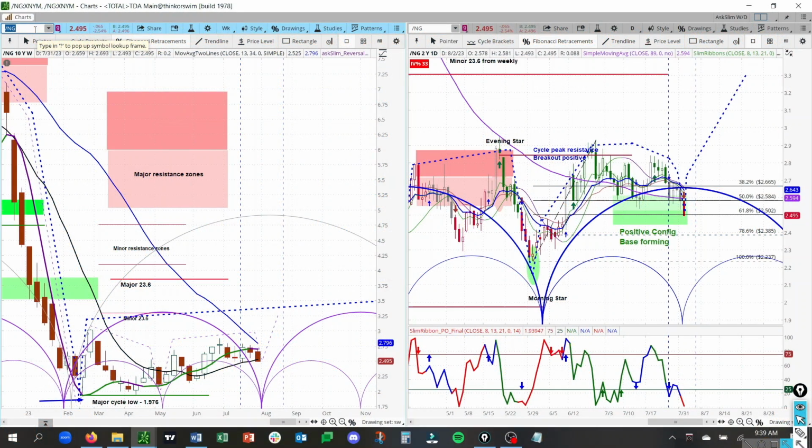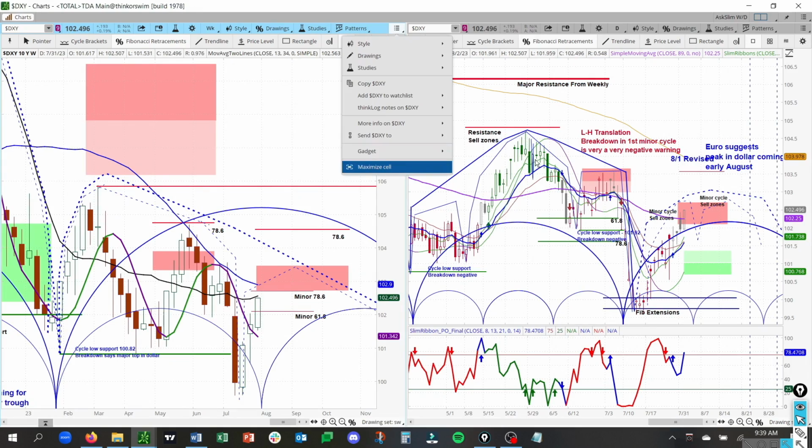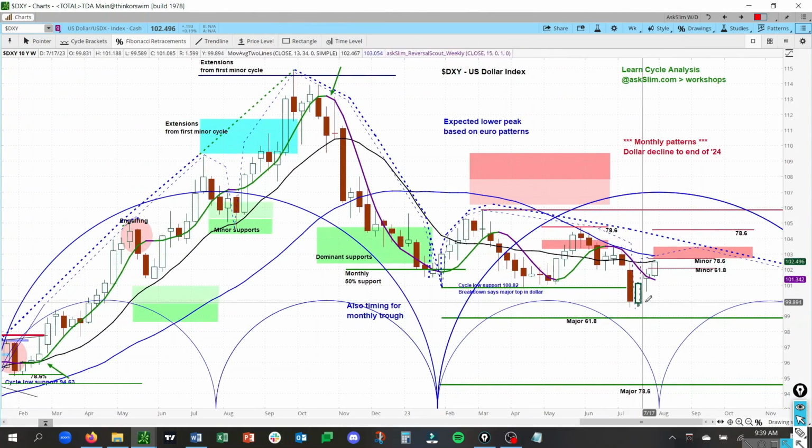Look at the $DXY, that is the US dollar index, of course. And we're going to pull up the weekly chart. Okay, so what is really important to watch is we have likely formed that key mid-cycle low here in the US dollar index. That's this sell-off and now this rally. We are now turning up.